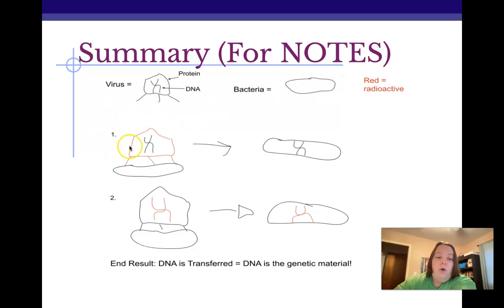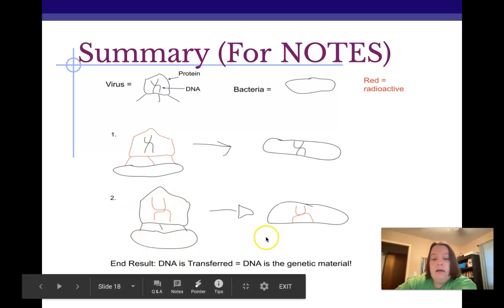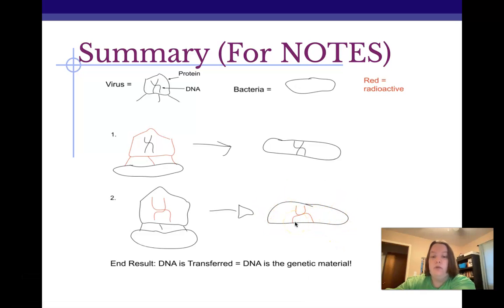So in experiment 1, they made the protein, or the outside of the virus, radioactive. They let it inject its genetic material into a bacteria, and in the end they realized the bacteria was not radioactive. Because it passed on its DNA. But then to confirm that DNA was passed on, in experiment 2, they made the DNA radioactive. Then they let the virus infect the bacteria, and the bacteria became radioactive because the radioactive DNA was passed on.